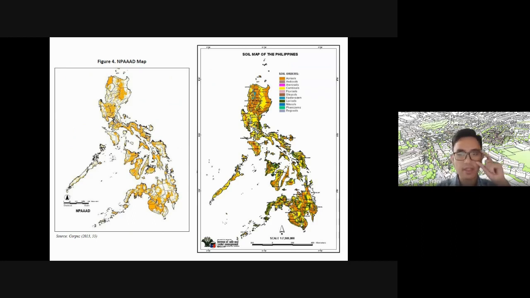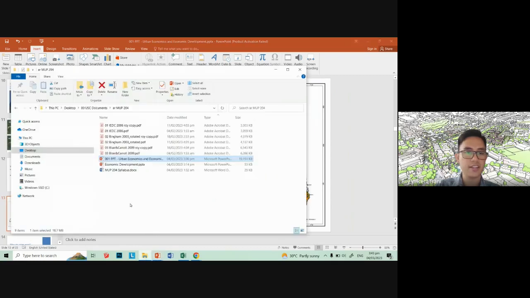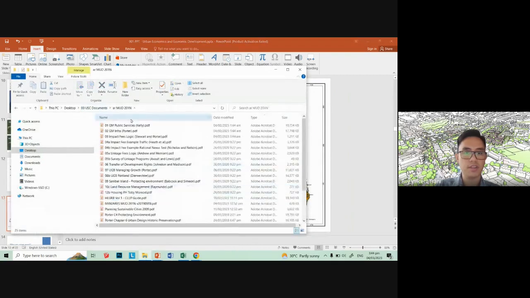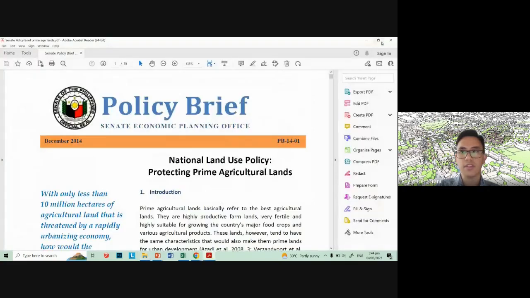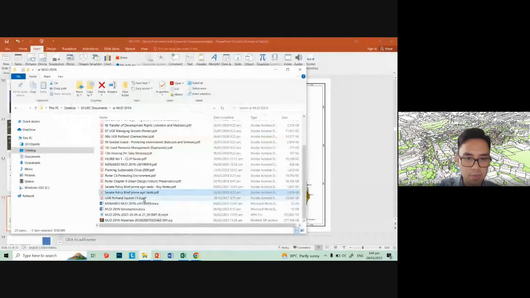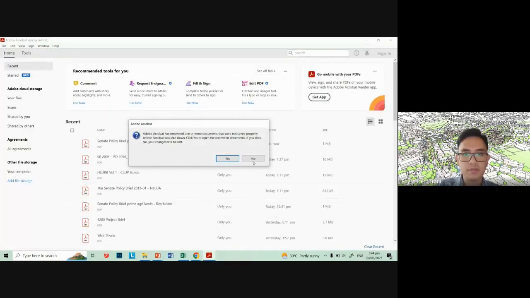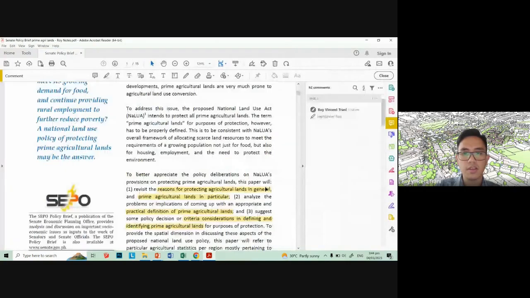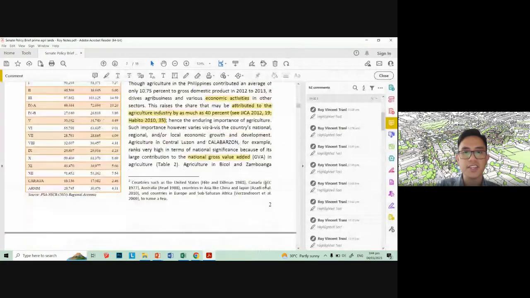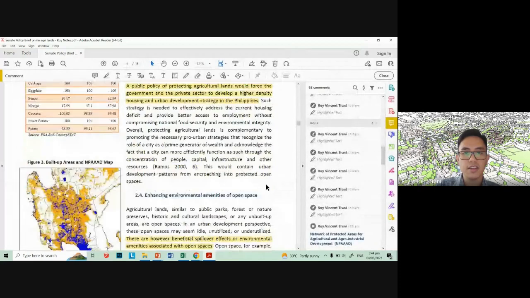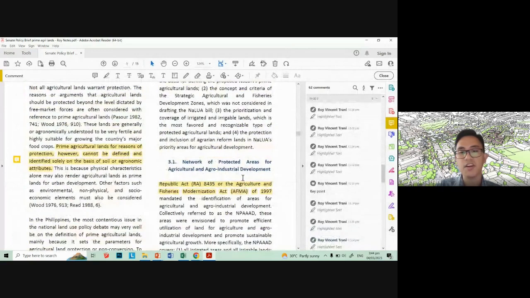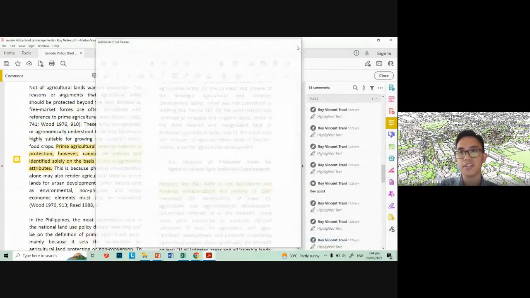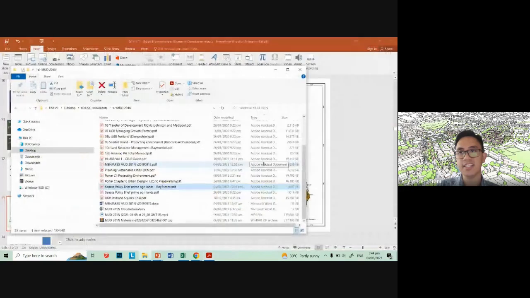And then I just want to show you, connecting our discussion earlier, the national protected agricultural areas. Let me double check what the name is. Okay. Sorry, I'm derailing my own lecture. Sometimes I just really want to know the name. So it's the Network of Protected Areas for Agricultural and Agro-Industrial Development, the NPAAAD.